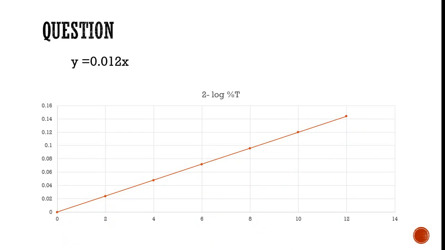Here, the y-axis is for the transmission, that is 2 minus log T, and the x-axis represents the concentrations of the phosphorus in micrograms per milliliter. You can see up there we have y equals 0.012x. That is the equation of the line, a straight line, where 0.012 represents the slope, because the coefficient of x is always the slope of the line. In other words, if you take the first derivative of that line, it becomes 0.012. All right, now let's move on.